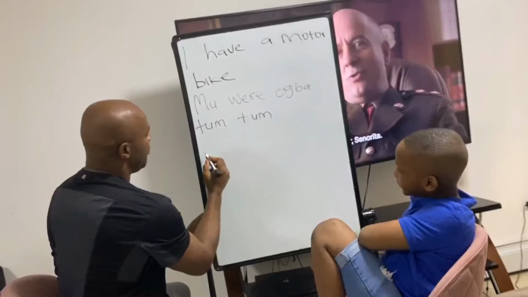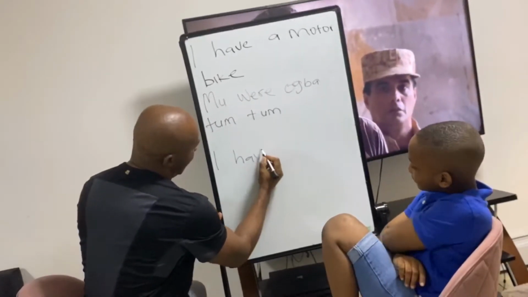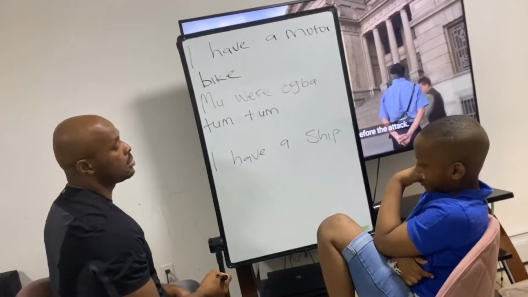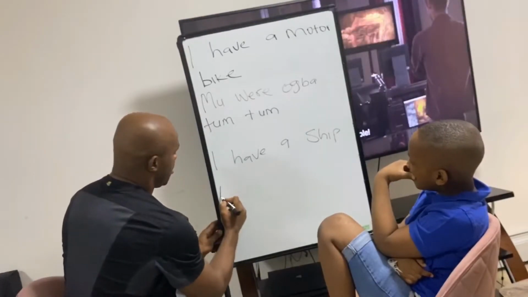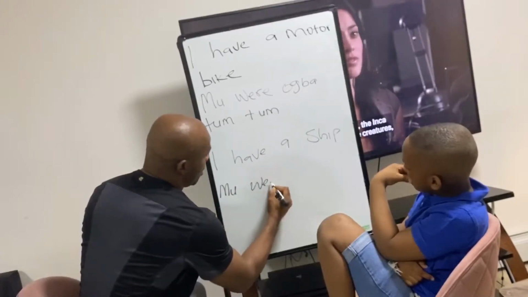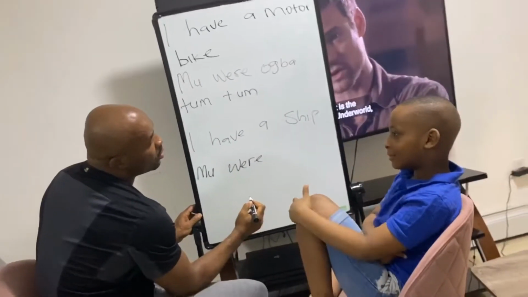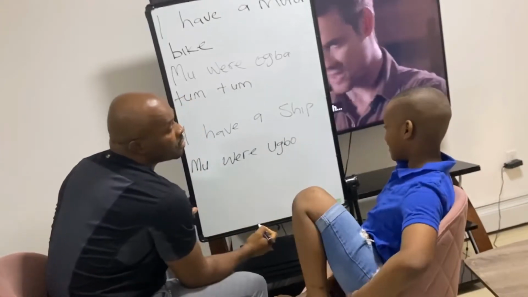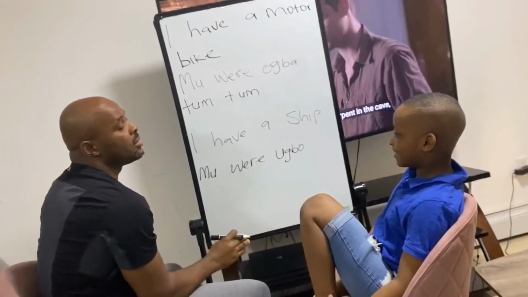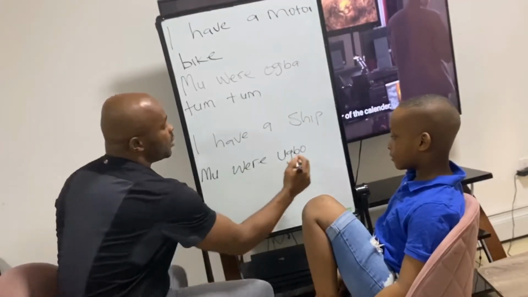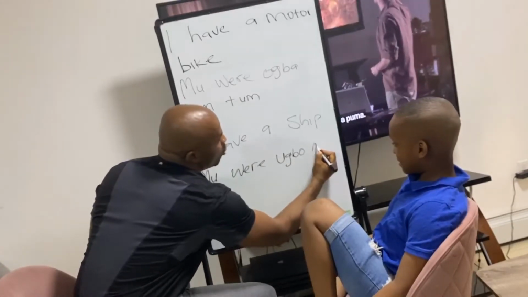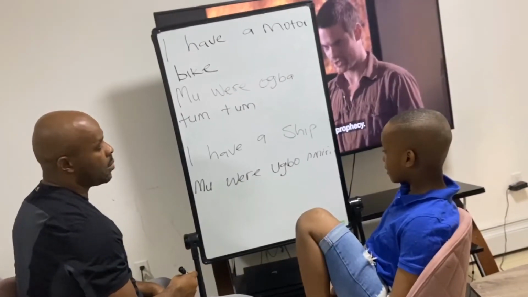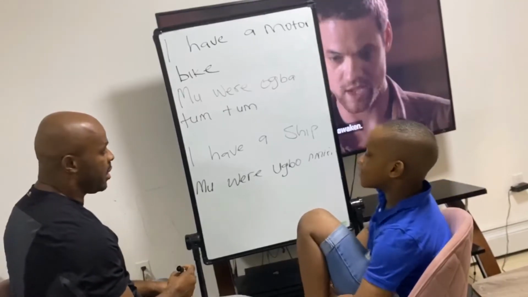So let me see if you can get this. I have a ship. Mo were obo. Good. Obo what? Where does a ship sail? On water. So what is water? Miri. Mo were obo miri. Good. All right.